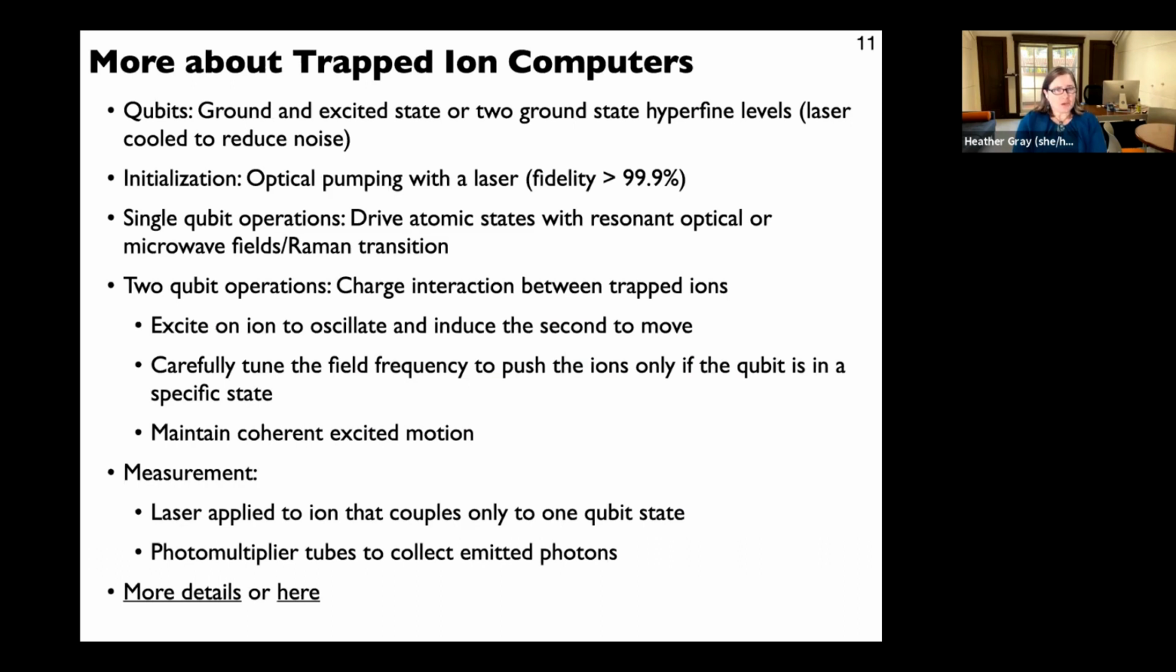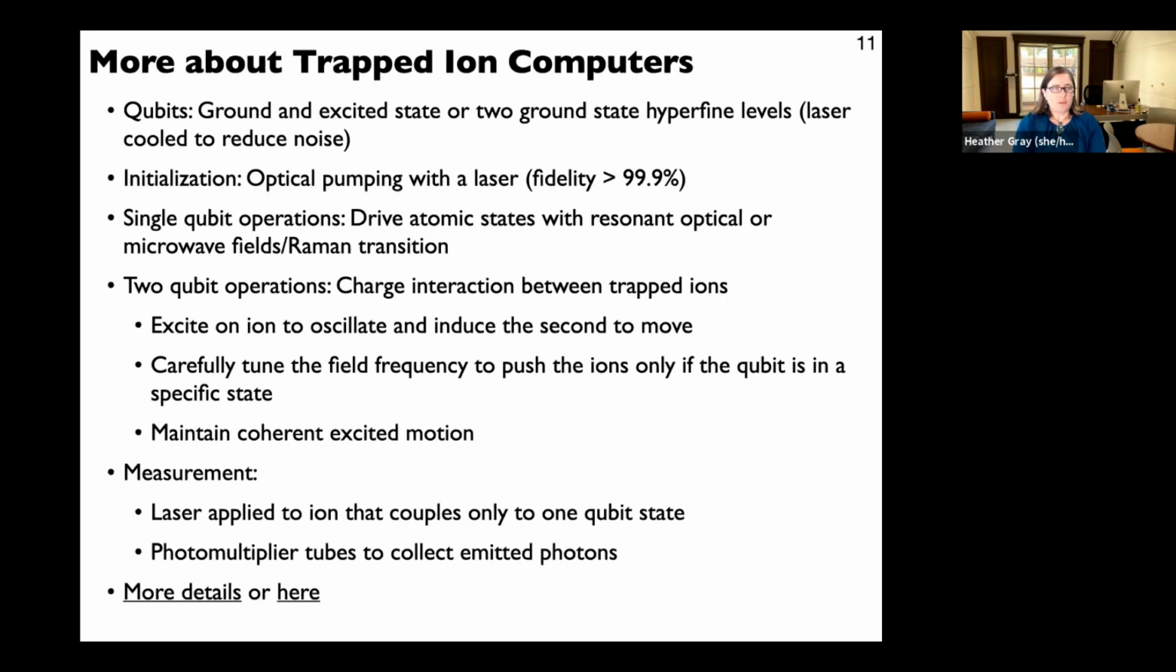Now, yesterday, there were a bunch of questions about trapped ion computers, so I added a slide just to try and address some of them. People were most interested in, how do we actually set up these gates? How do these actually work? You have two choices for trapped ion computers for how you set up the qubits. You can either use the ground and excited state, or maybe you want to use two hyperfine levels of the ground state. And here you need to do some laser cooling to reduce noise. In order to get the information onto the qubits, you want to use optical pumping with a laser. This is a common thing used in various different experiments that also use trapped ions. And the fidelity here will be greater than 99.9%.